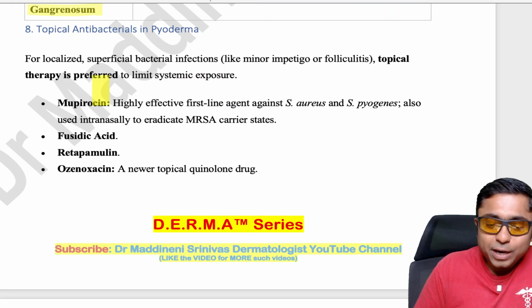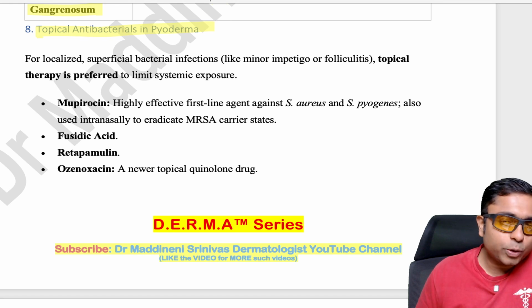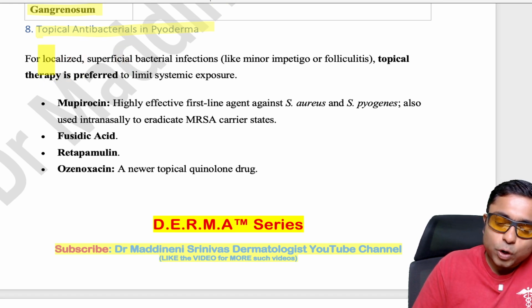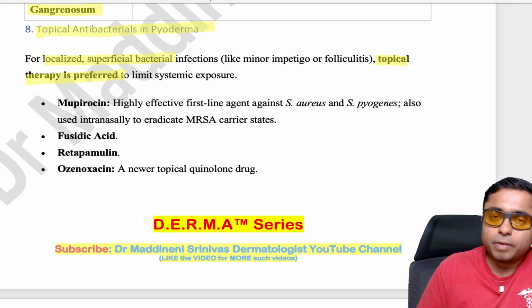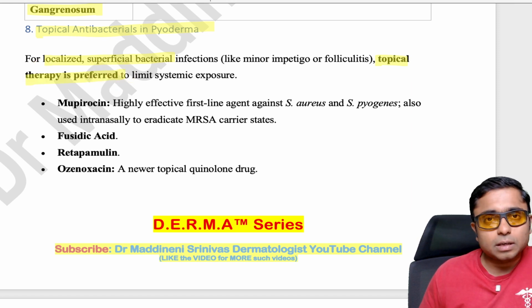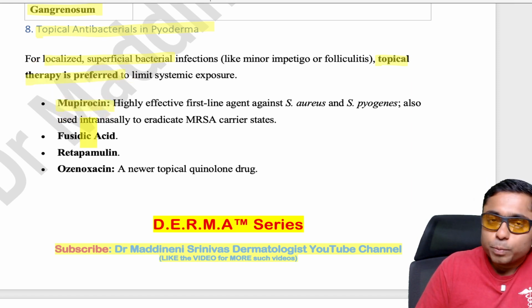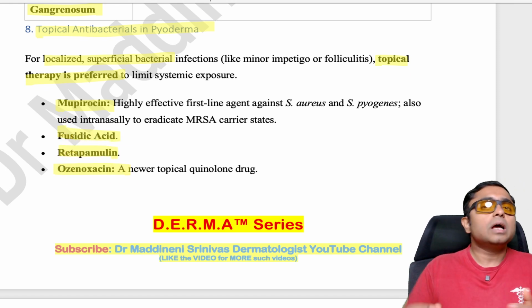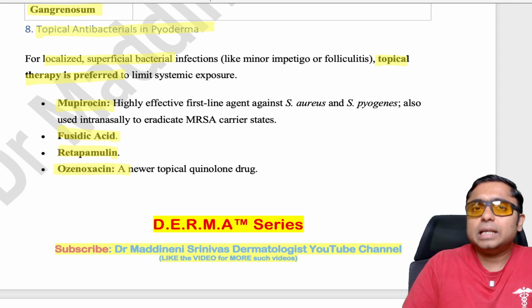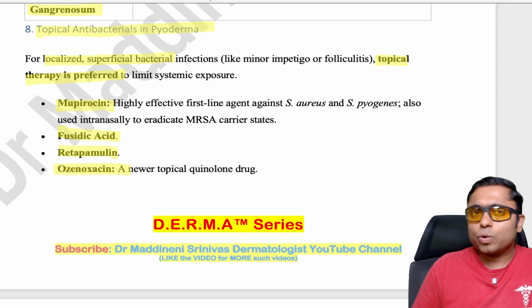So what are the topical antibacterials which can be used in these patients? Yes, for localized and superficial bacterial infections, topical therapy is preferred over systemic antibacterial therapy. So we have mupirocin, fusidic acid, retapamulin and ozenoxacin which can be used topically, and which are very easily available in India.